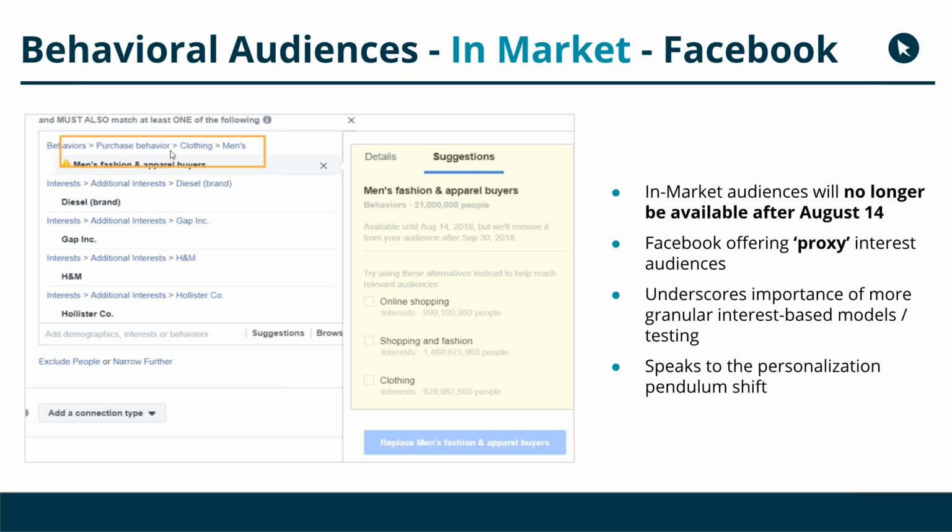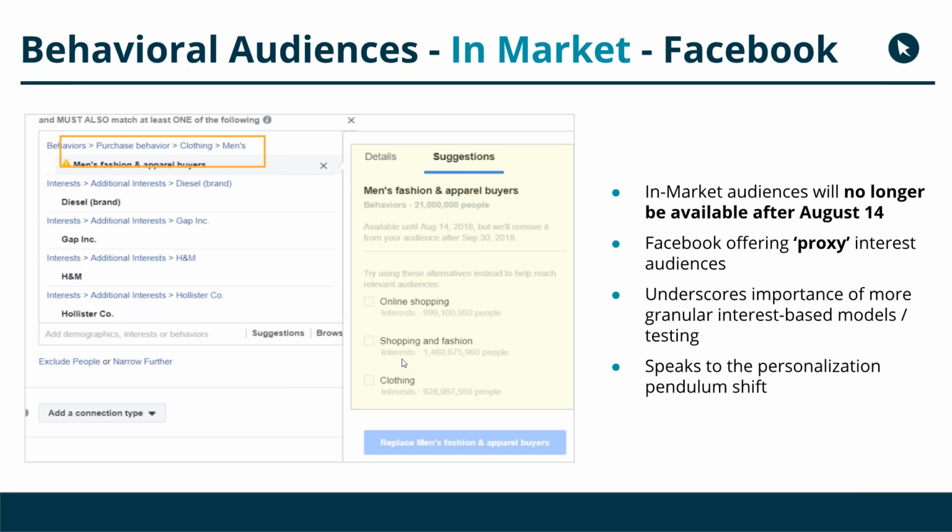But what Facebook is doing, which is interesting, and there's been a lot of chatter about whether or not they would do this, and they have started doing this now, is notice that we're using a purchase behavior targeting criteria here, but Facebook is telling us, hey, this is going away soon. If you hovered over this little icon here, it would tell you that this is going to go away in August. It gives you suggestions, and it says this is available until August 14th, but we're going to remove it after September 30th. So try using one of these alternatives, and notice that the alternatives are interest-based.